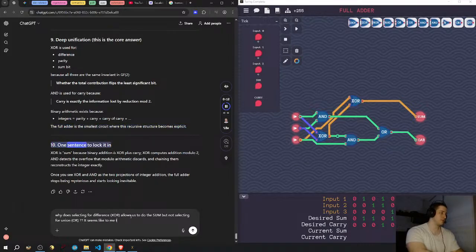10. One sentence to lock it in. XOR is sum because binary addition is XOR plus carry. XOR computes addition modulo 2 and AND detects the overflow that modulo arithmetic discards, and chaining them reconstructs the integer exactly. Once you see XOR and AND as the two projections of integer addition, the full adder stops being mysterious and starts looking inevitable.